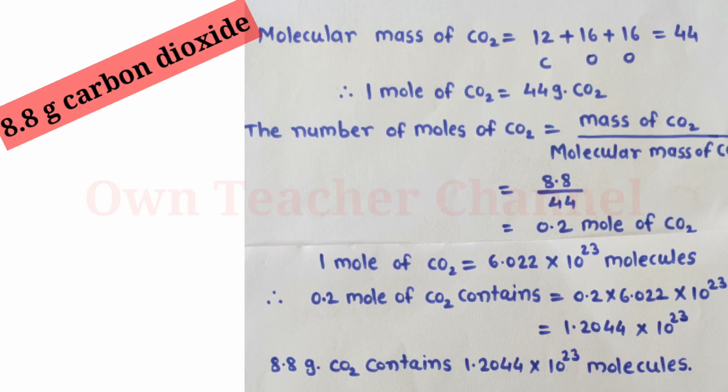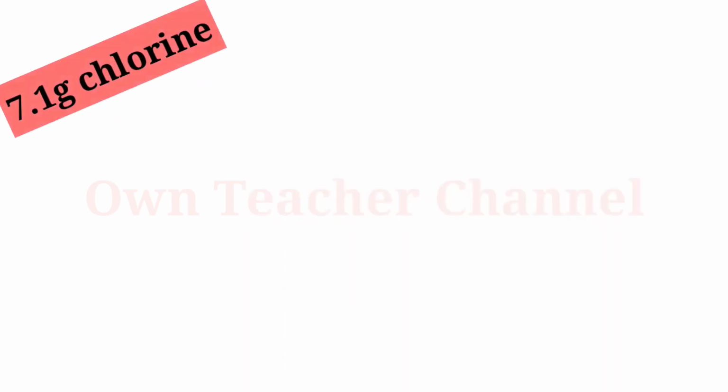Therefore, 0.2 mole of carbon dioxide contains 0.2 into 6.022 into 10 raised to power 23. After multiplication, we get answer 1.2044 into 10 raised to power 23. That means 8.8 gram carbon dioxide contains 1.2044 into 10 raised to power 23 molecules.